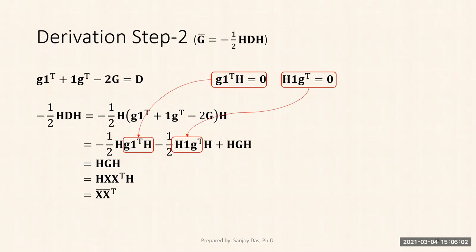It's the property of this H. H is a matrix such that if you take any vector X, X1 transpose H will be equal to 0. By the definition of H. Yes. Okay, the matrix H has been constructed in that manner.